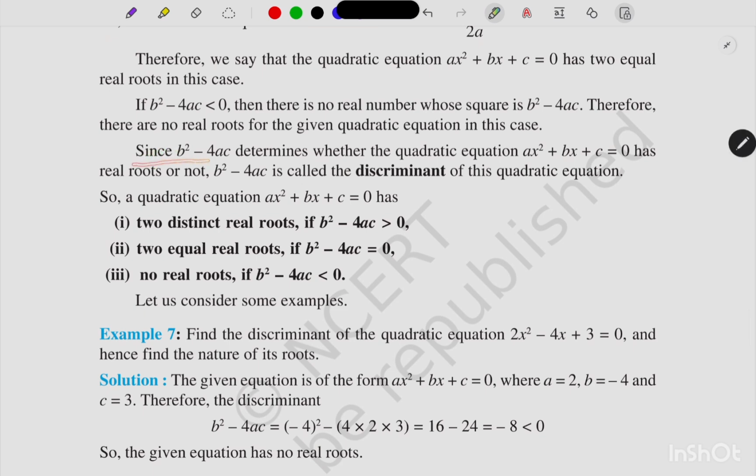Now, since b square minus 4ac determines whether the quadratic equation has real roots or not, and if they are equal or not, b square minus 4ac is called the discriminant of this quadratic equation. So a quadratic equation ax square plus bx plus c equal to 0 has two distinct real roots if b square minus 4ac is greater than 0, two equal roots if b square minus 4ac is equal to 0, and no real roots if b square minus 4ac is less than 0.